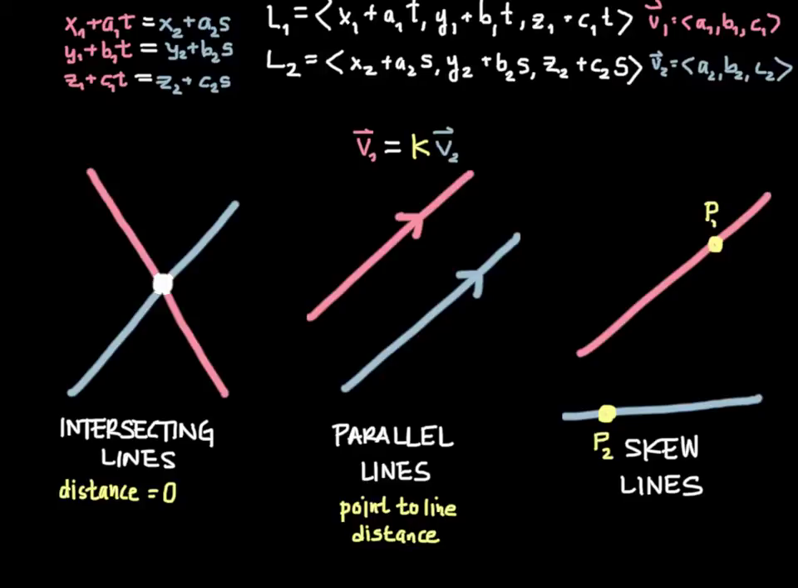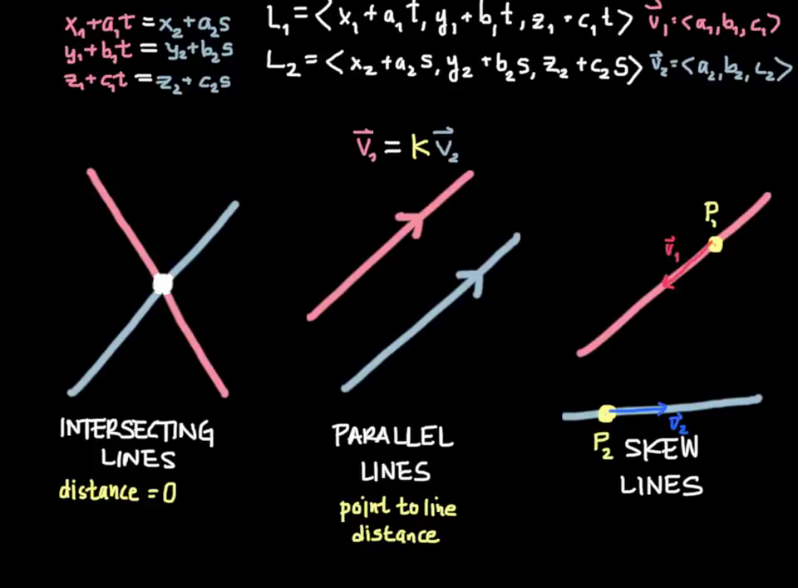The other thing that you can tell by inspection is the direction of L1. It's going to be the coefficients on t, A1, B1, C1, and the direction of L2, which is going to be A2, B2, C2. I've named these direction vectors V1 for the direction of line 1 and V2 for the direction of line 2. I'm going to draw them into this drawing as well.